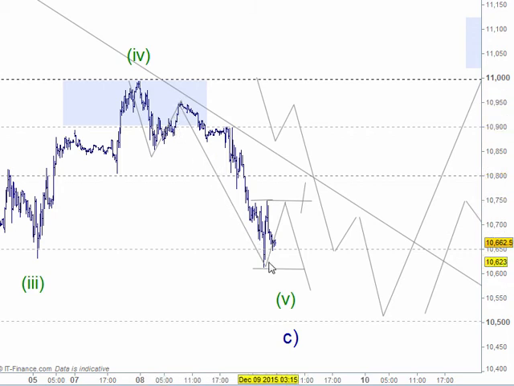Extensions in wave 5, so in wave 3 here. So that means that wave 1 and wave 5 can be roughly the same length here. So somewhere in this section here, we'll be looking for that turn to the upside.